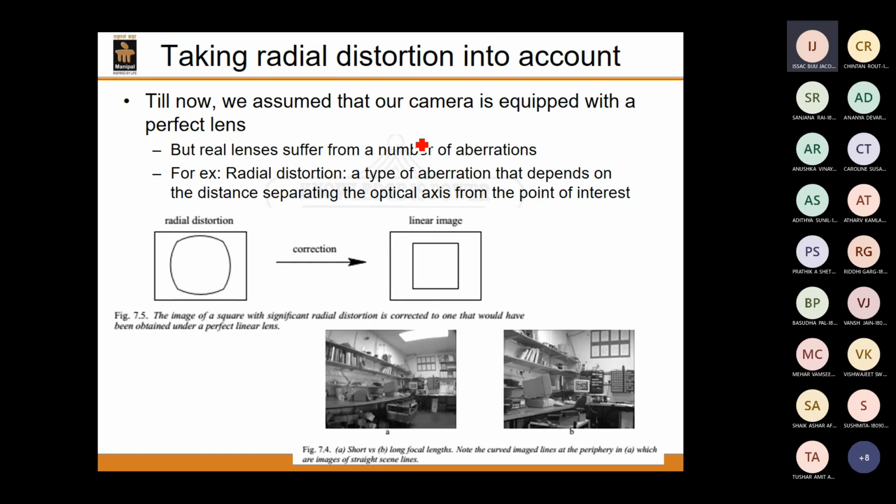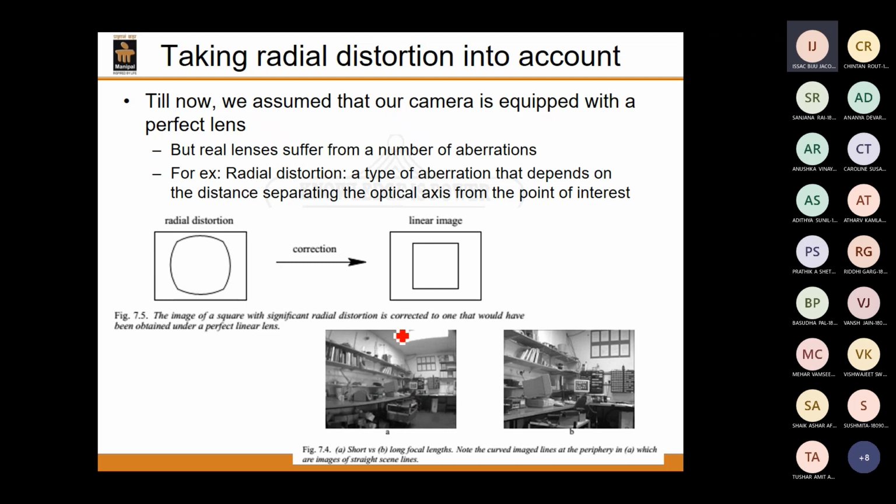Now, another effect that may creep in when we are taking an image is called radial distortion. An example of a radial distortion is shown over here. For example, in this particular lab, we know that this table is supposed to be in a straight line over here, but we see that in the image we get a curved surface or line, as you see here.